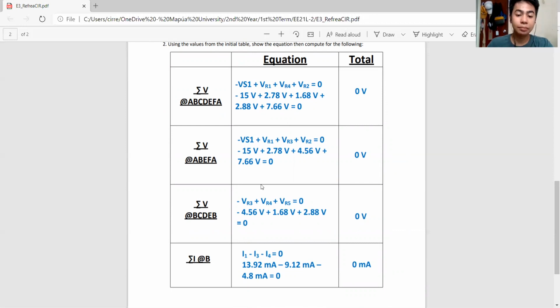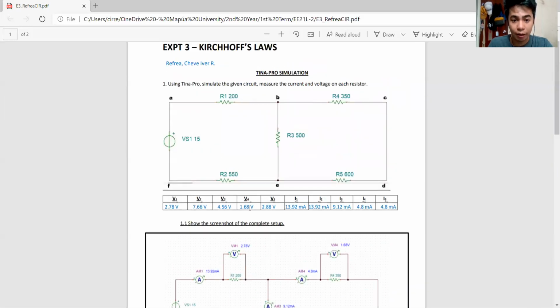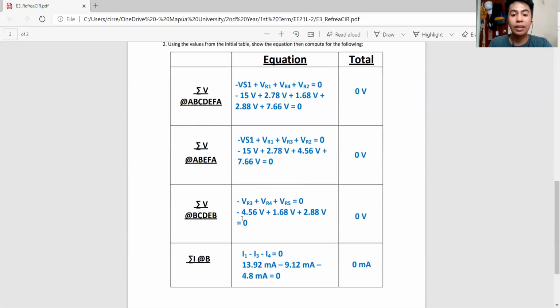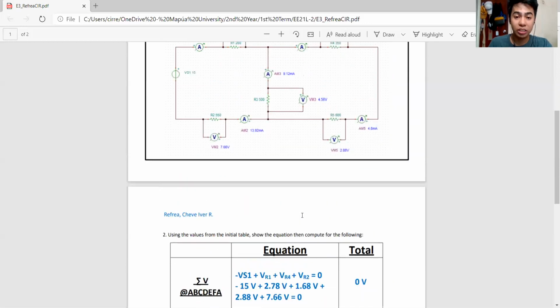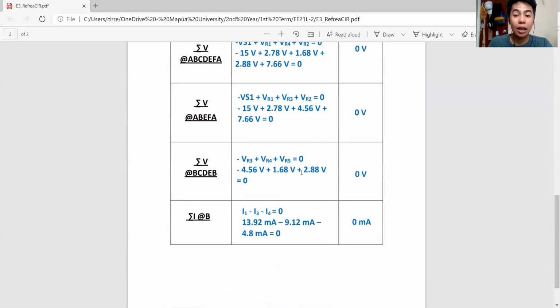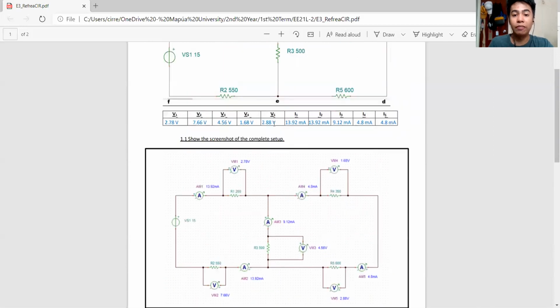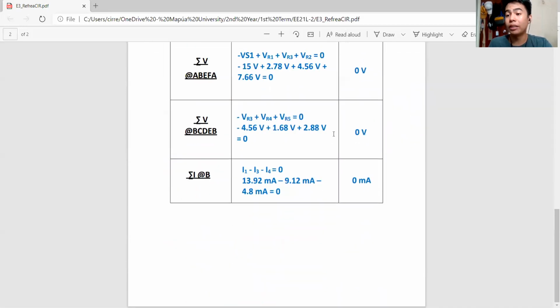And the third item, the formula for this is the negative voltage for R3 plus the voltage for resistor 4 and the voltage for resistor 5. So the voltage for resistor 3 is 4.56 here, but since it's negative, it will have a negative sign, plus the voltage for R4, which is 1.68, as stated here, and the voltage for resistor 5, which is stated here, 2.88 volts. So again, performing the equation, it will result in 0 volts.